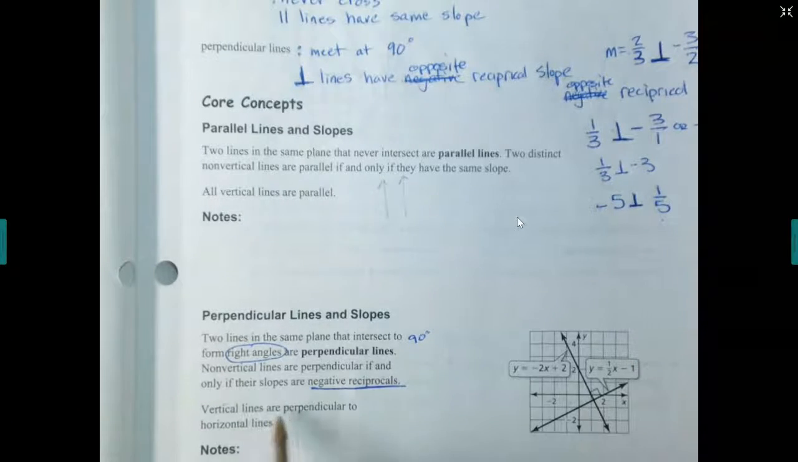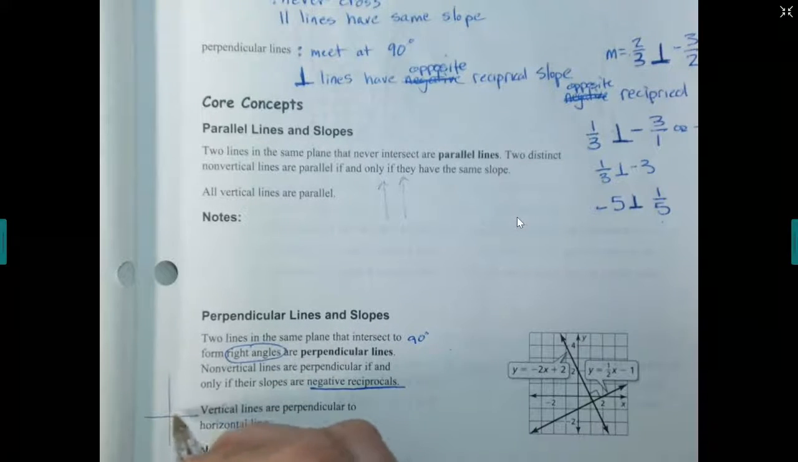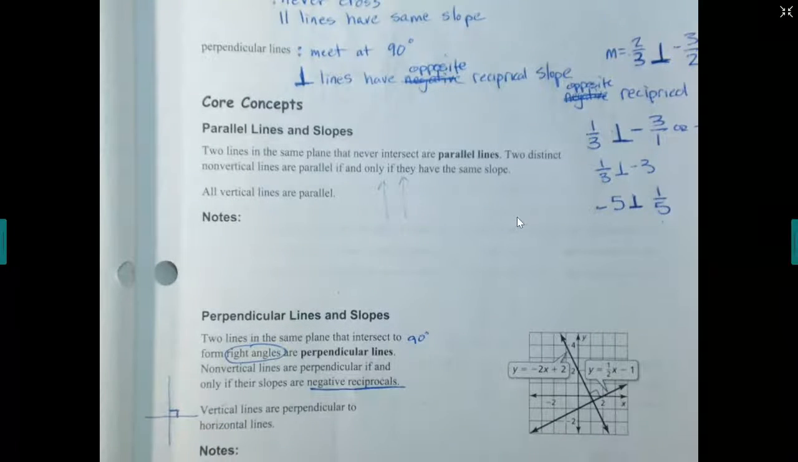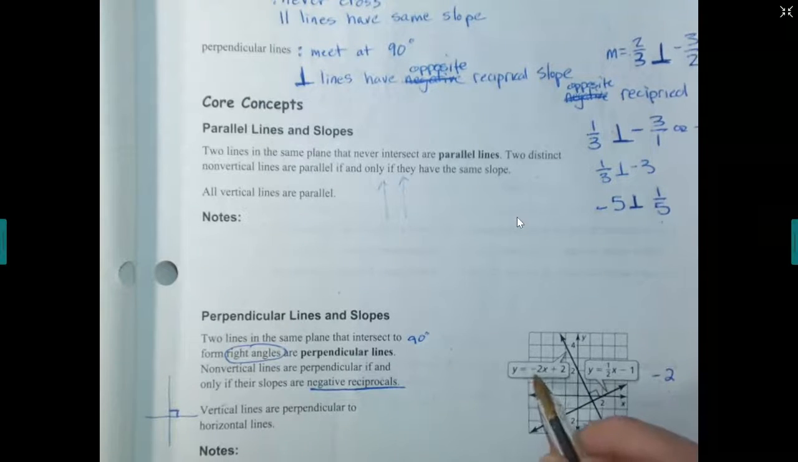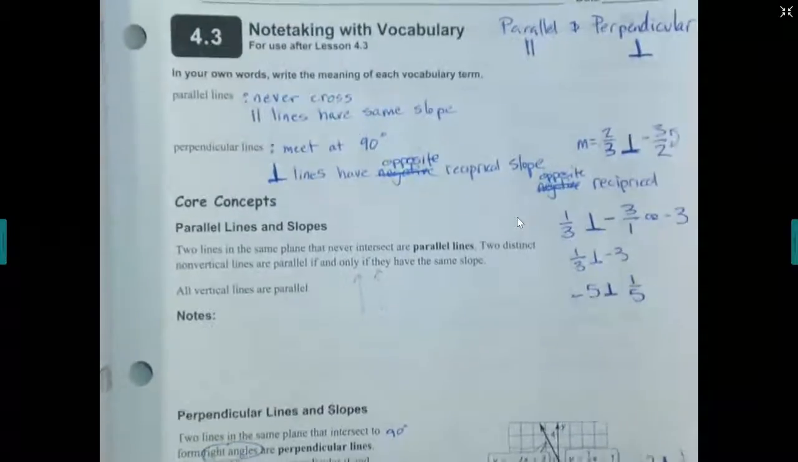Vertical lines are perpendicular to horizontal lines. You have a vertical line, then you have a horizontal line. Those in fact are perpendicular. Okay, so here we have a slope of -2, and that is perpendicular to a slope of 1/2. All right, that was page 103.